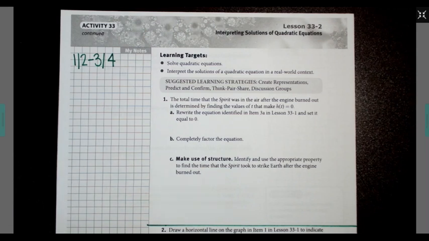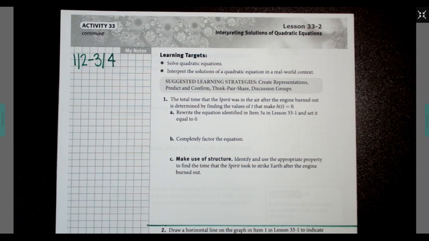In this lesson, lesson 33-2, we're going to be interpreting solutions of quadratic equations. We're going to be splitting this lesson into 3 sections. The first section is question 1. We'll cover questions 2 and 3, and then question 4.